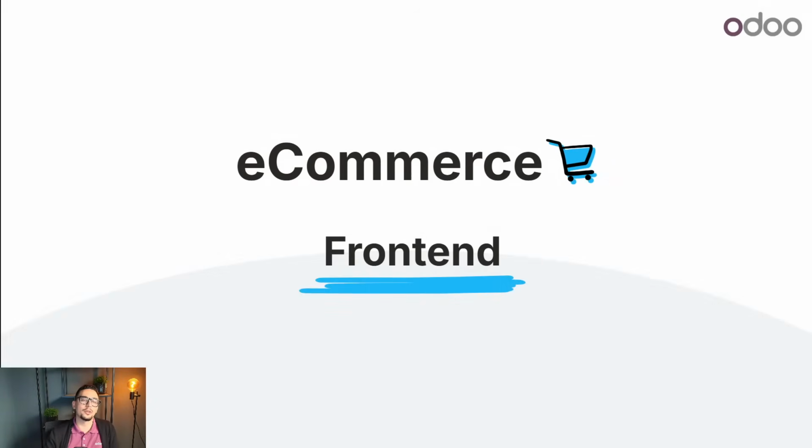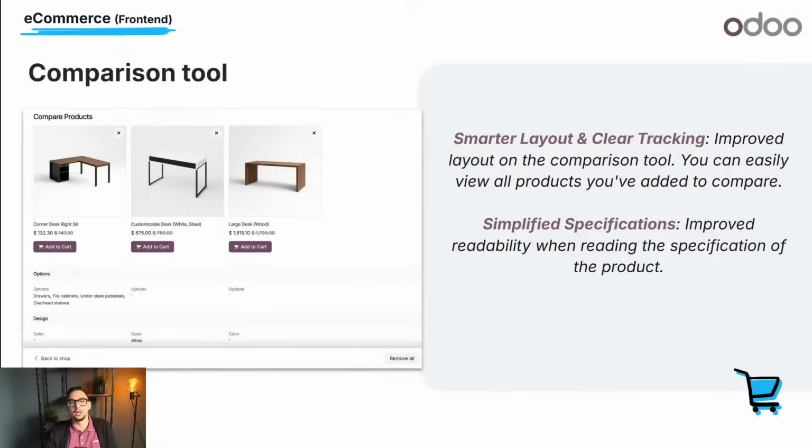E-commerce and appointments. What are the new features that are coming in e-commerce? So for the front end, we have a new feature which allows the customer to compare specific products. So I'm a customer, I'm shopping for desks. I can come in and I can choose 3 desks and I can compare between them. I can see the options. I can compare the designs with a very nice layout and clear tracking.